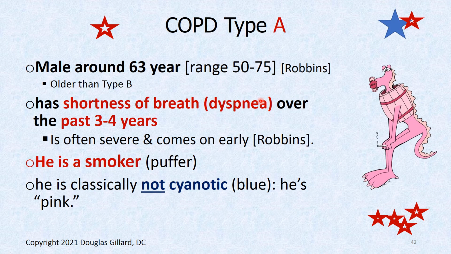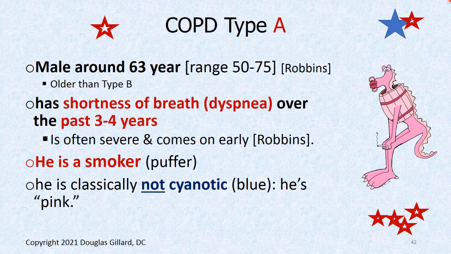All right, back to COPD type A. They're usually a little bit older than COPD type B patients, so the average onset is about 63. They have shortness of breath that has typically been getting worse over the past 3 or 4 years. They finally come to the doctor, and he sends them to a pulmonologist. They're smokers, so they're puffers. The bronchitis patients are also both smokers.